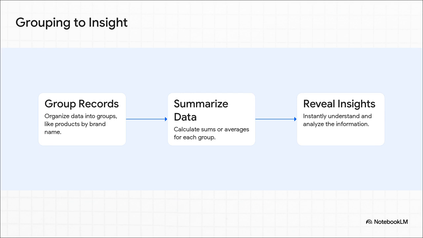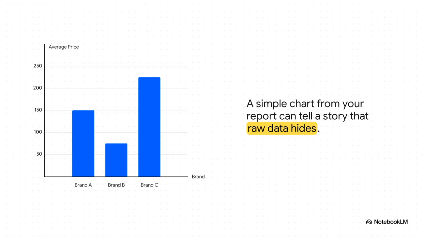Let's make this real. Imagine you have a table with hundreds of products. By grouping all those products by brand, and then asking the report to calculate the average price within each brand's group, you've instantly turned a flat, boring list into some powerful business intelligence. You can see at a glance which brands are premium and which ones are budget. And boom, a simple chart like this, which you can get right from your report, tells a story that would have taken you hours to piece together from a raw data table. The insight is immediate, it's clear, and it's actionable. This is exactly what we mean when we say we're turning data into answers.